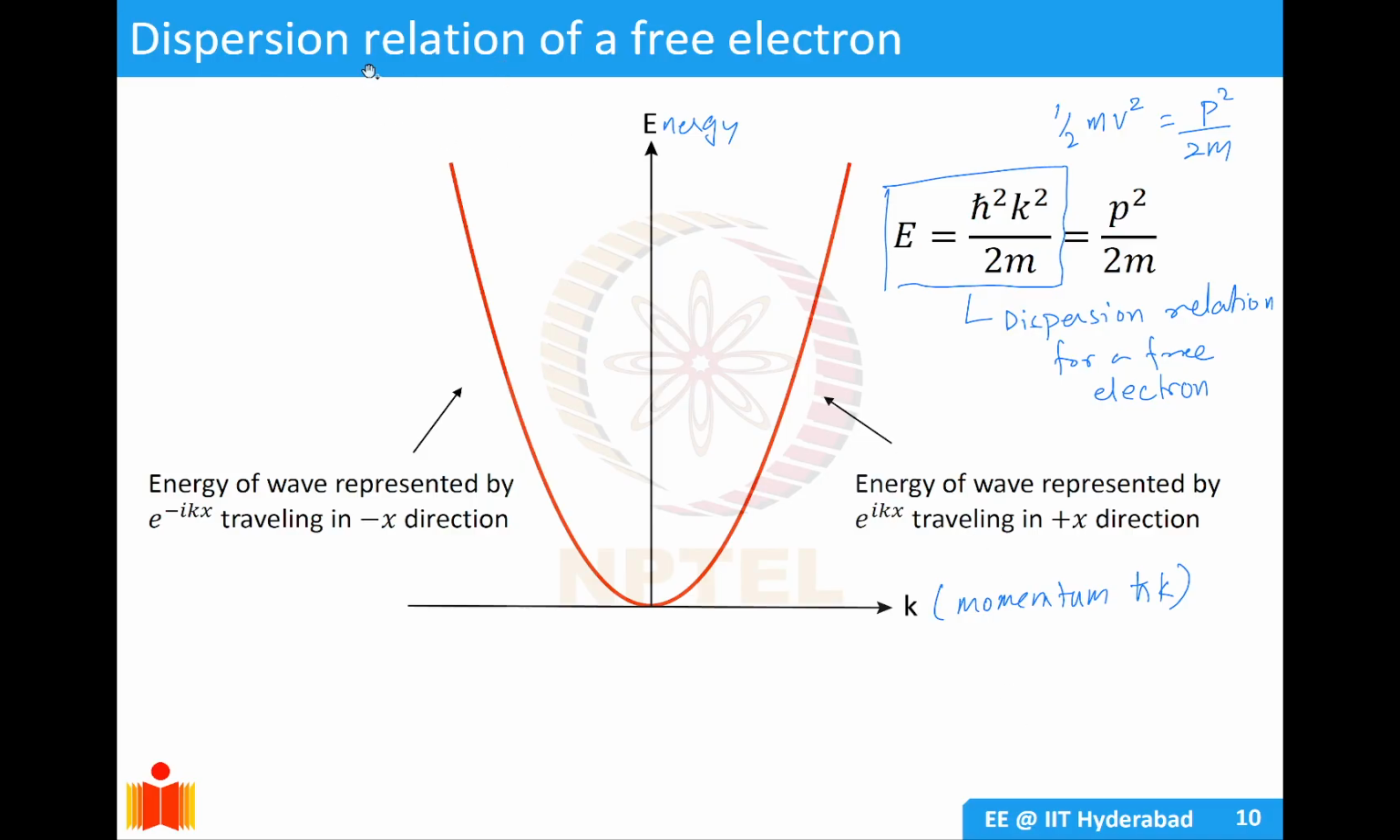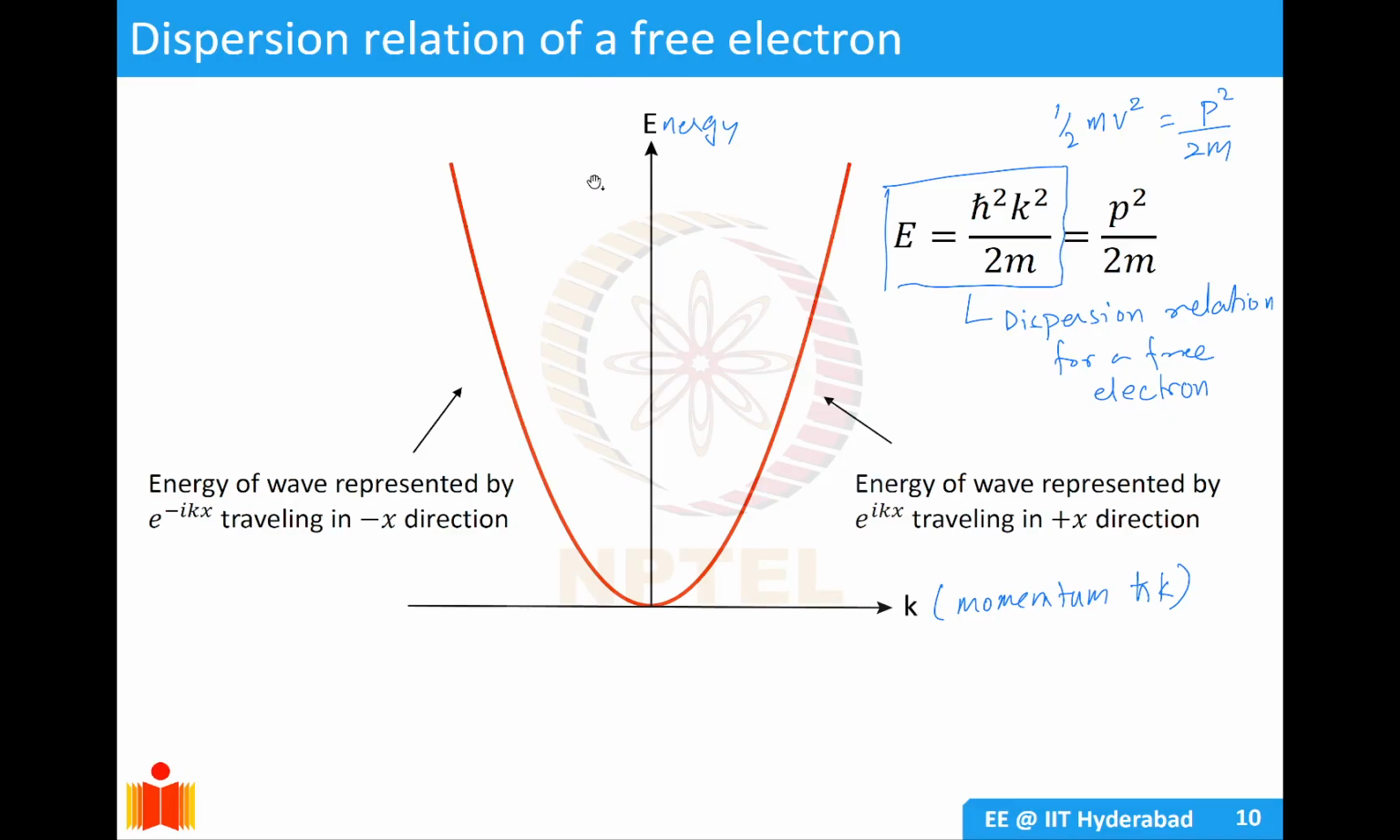And if we plot this, if we plot E versus K, we had taken k square equals to 2mE by h cross square, so E will be h cross square k square by 2m, and we know E is equal to p square by 2m. So when you plot E versus k, and we have also studied from this formula that p equals h cross k. So when you plot this, you will get a parabola, and this is called the dispersion relation.